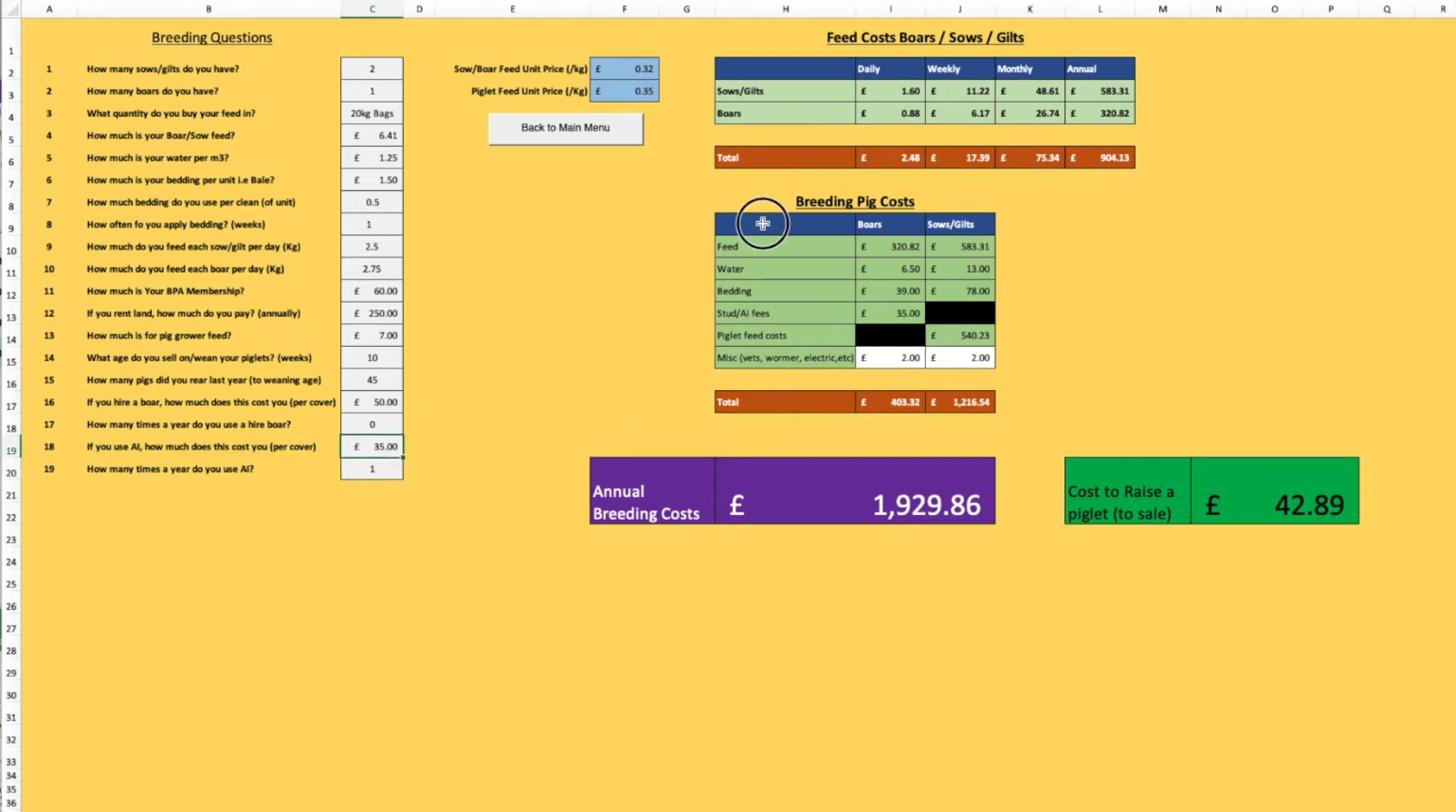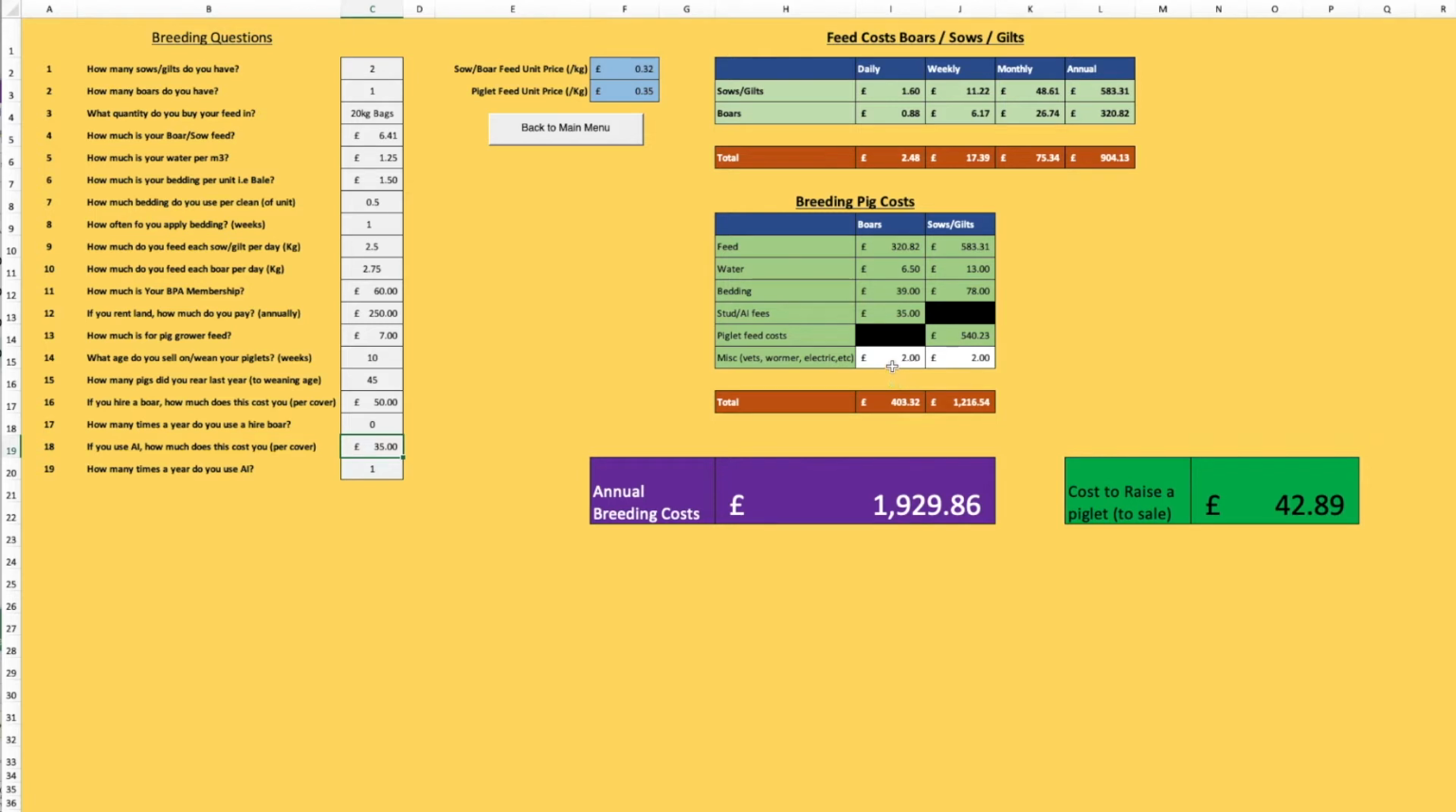And you'll see that this all factors in over here to the daily cost of your sows and boars. You'll see that the sow daily rate is slightly higher because I've got 2 of them and only 1 boar. That's why there's a difference there. And it gives you a cost annually of what it costs to keep your breeding stock. So this has come up at £904 and 13 pence a year. And you'll see the breakdown here on how that's split.